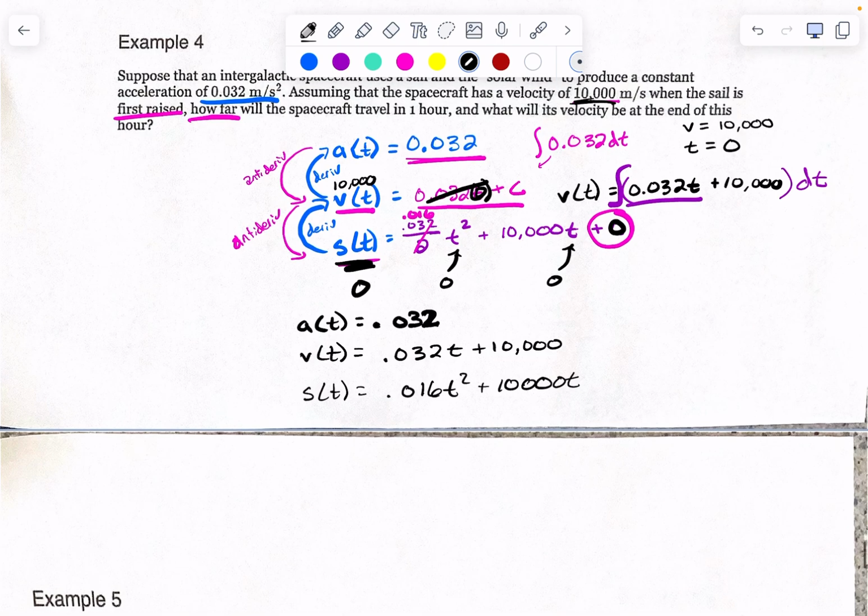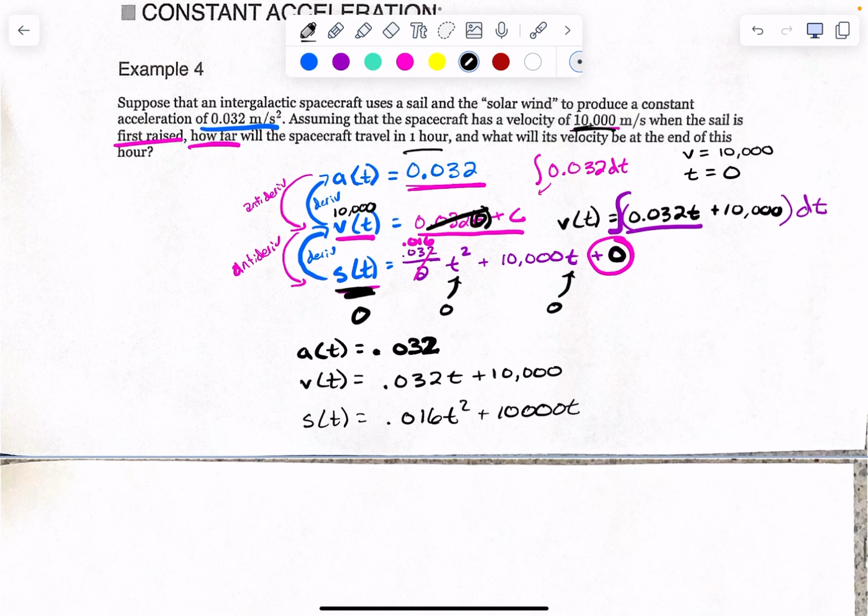It says, how far will the spacecraft travel in 1 hour? Hold on, 1 hour. Do we plug 1 in or do we plug 60 in? 3,600. It's meters per second, or 3,600? 3,600, you're right. None of the above. How far will the spacecraft travel?